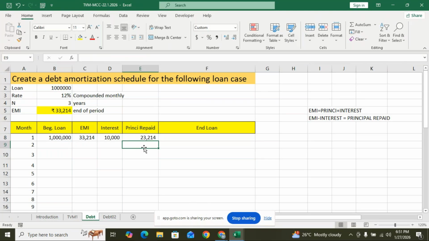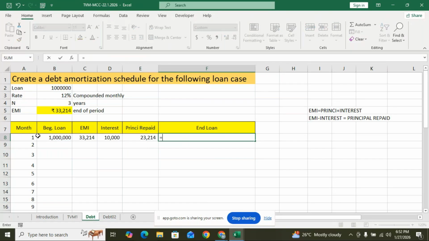So your principal repaid is 23,214. So out of 1 lakh, you have cleared 23,214 in the first year. So what is the balance amount of loan? Rather, what is the closing balance of your loan at the end of the first month? How do you compute that?